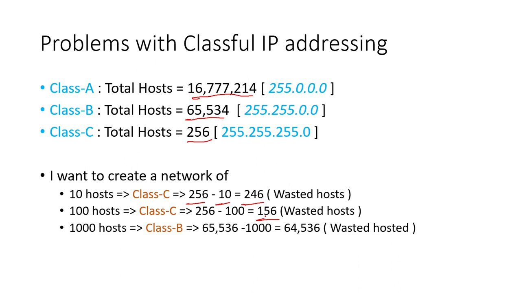And if I want to create a network of 1,000 hosts, then I will have to pick class B. For class B, I have 65,536 hosts, but I only need 1,000. So 64,536 hosts will be wasted, or you can say they will not be used. This is one of the problems that we faced with classful subnetting. To fix this problem, the solution is variable length subnet masking.